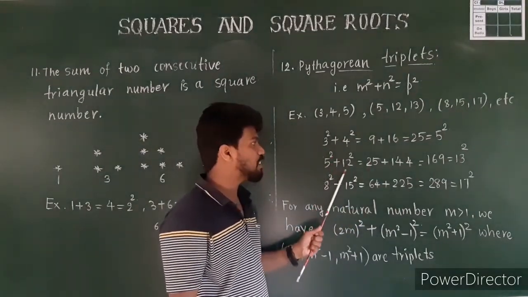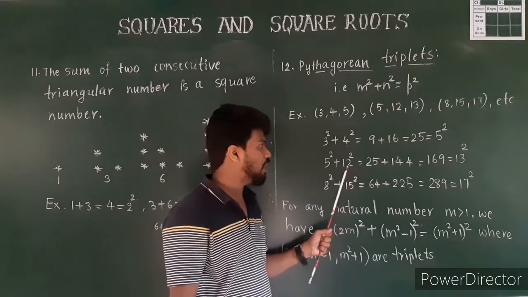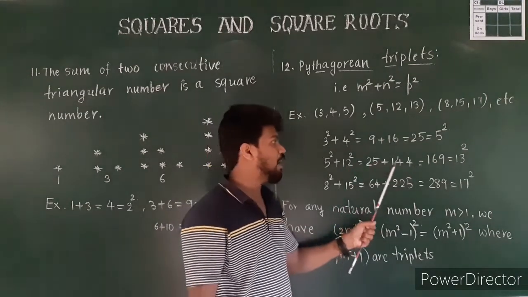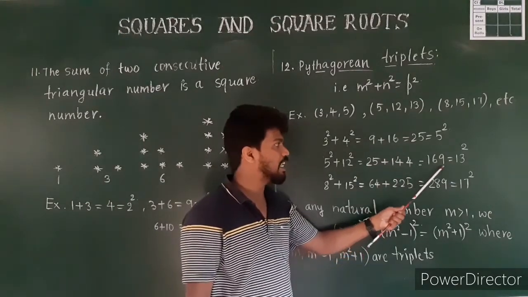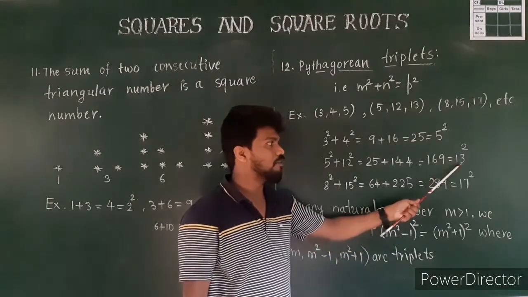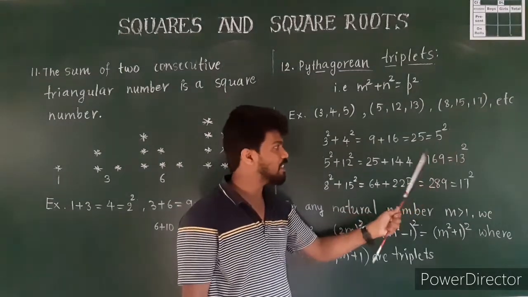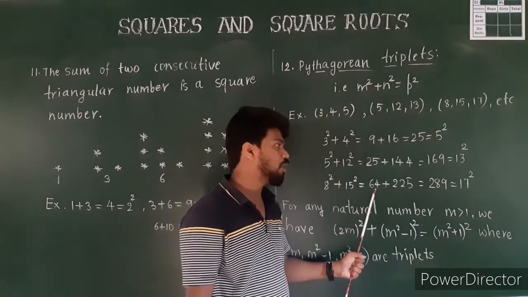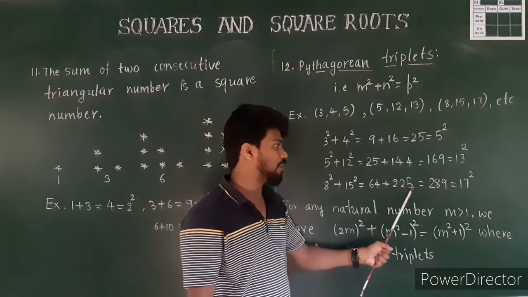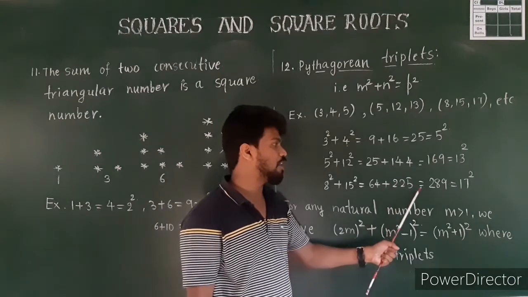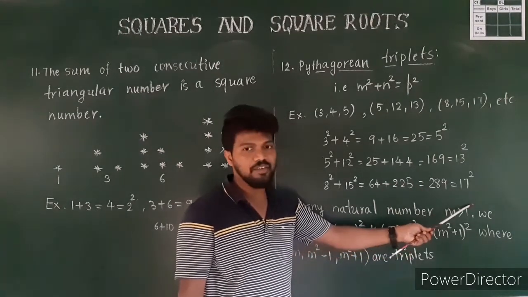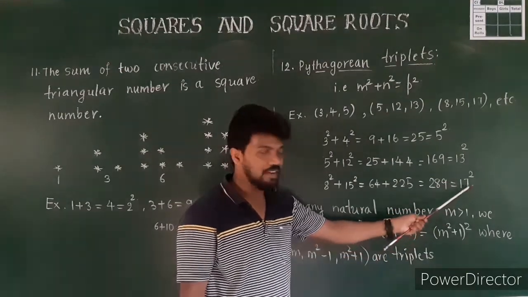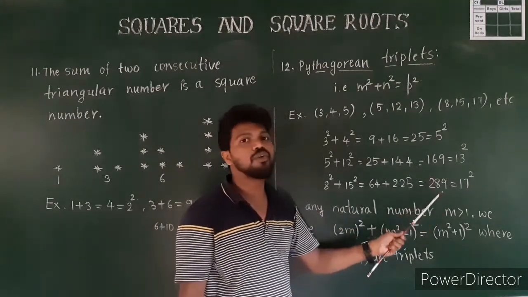Similarly, 5 square plus 12 square. 5 square is 25, and 12 square means 12 into 12, that is 144. So 25 plus 144 you get 169. That is 13 square, you get 169. Similarly, 8 square plus 15 square is equal to 64 plus 225. So 64 plus 225 you get 289. So that is 17 square. That means 17 into 17 you get 289.